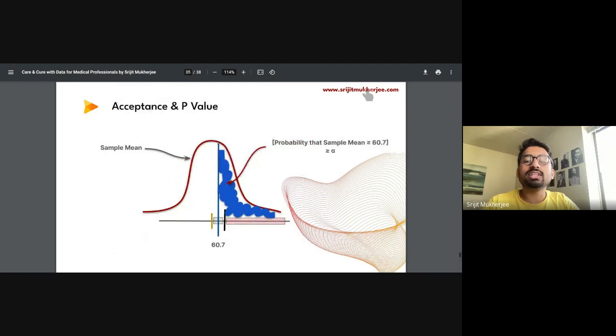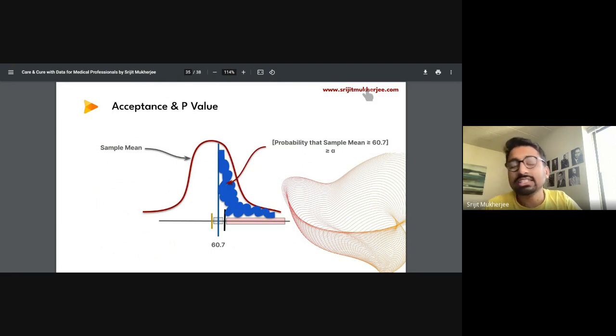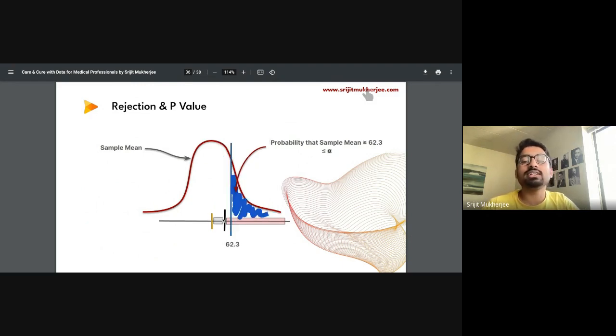Therefore, if the p-value is greater than or equal to alpha, the level of significance, we cannot reject it. This is the gray region. If it's beyond the sweet spot, that means it's the red region, the p-value is less than or equal to alpha, and we have to reject it.